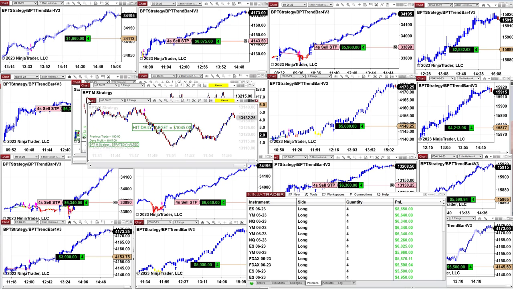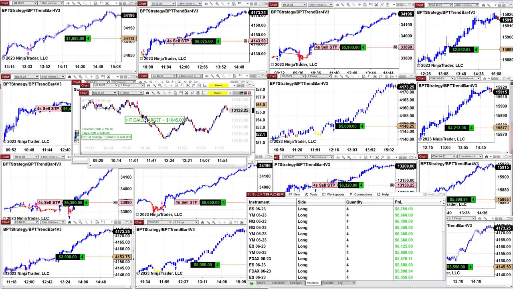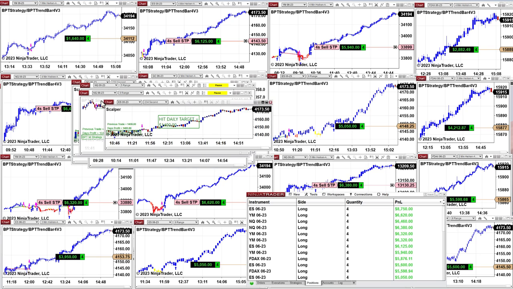And this is the M strategy trading between fibs. Beautiful the way it takes it. It's like a scalping. It's not swing trading. And also we have the scalper, 234 second. Did extremely well.